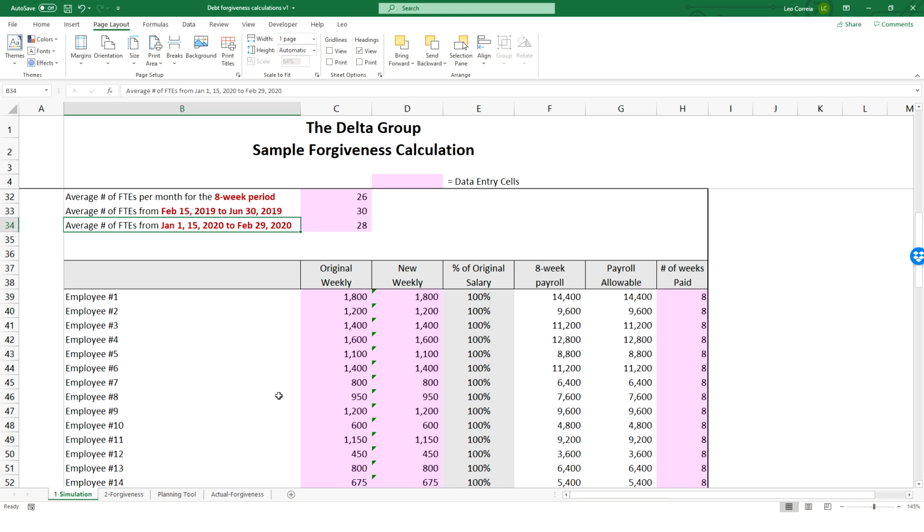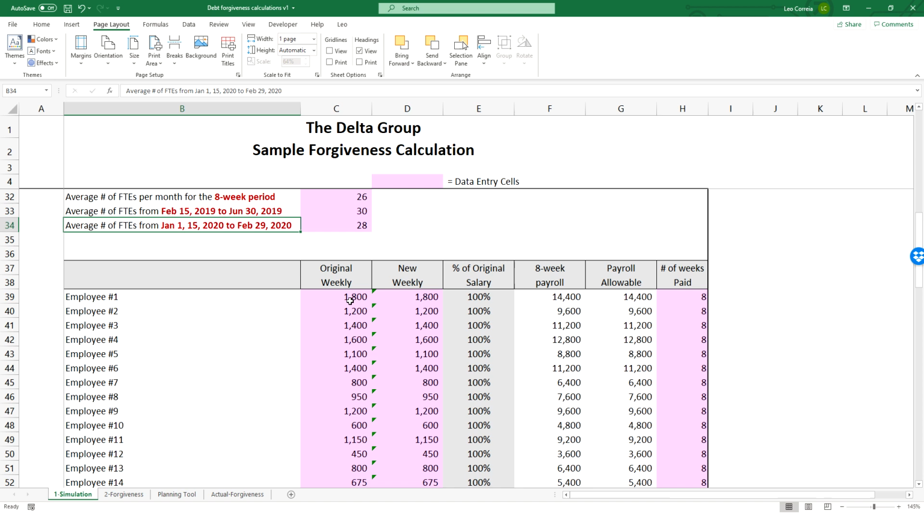And they may not even be employed in 2019, and you could have hired them after the fact. Or you could have hired them in the 8-week period. So by doing a weekly payroll and understanding what their weekly compensation is, this seems to be the easiest way to handle all those situations.